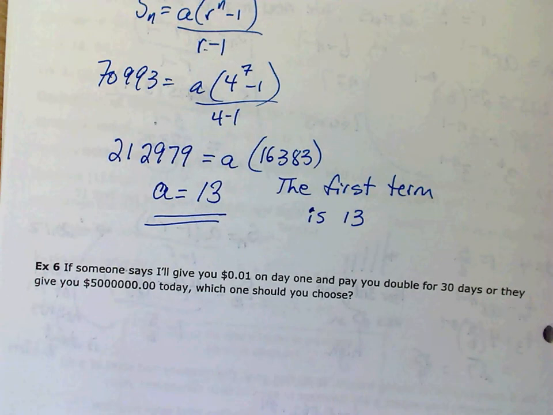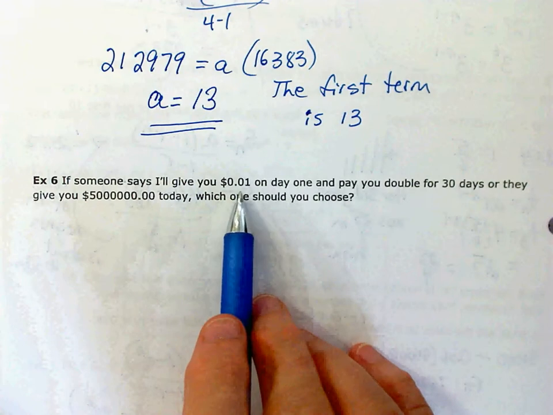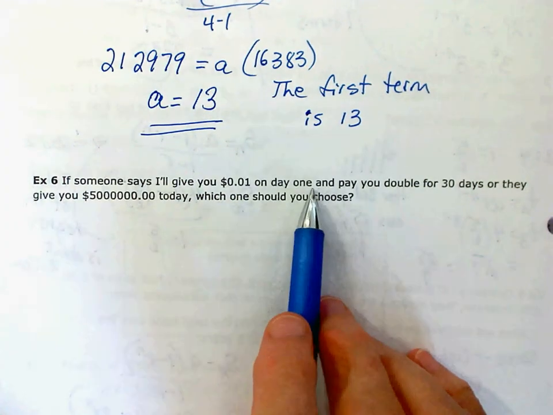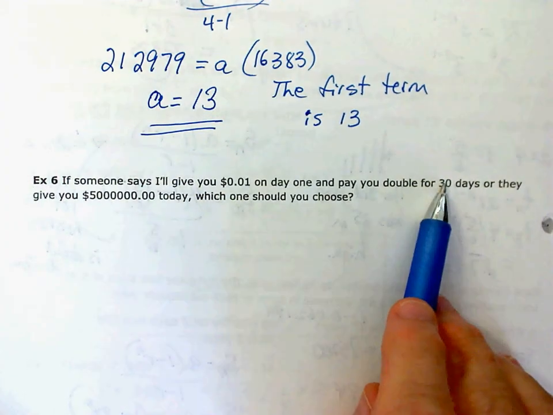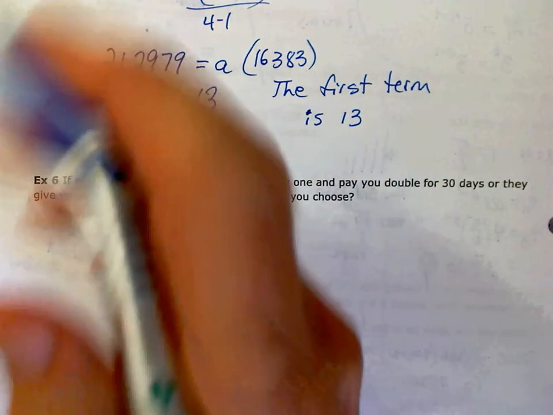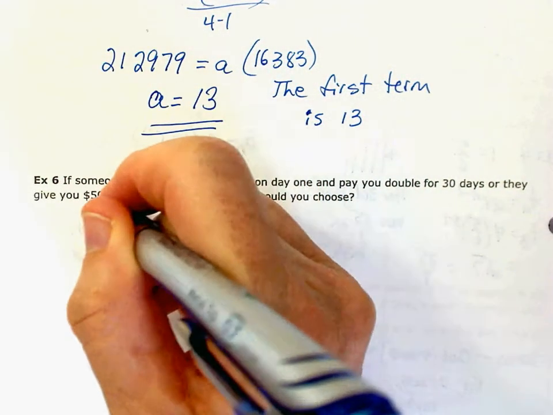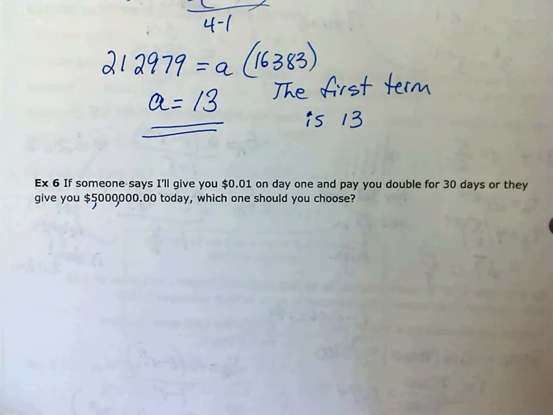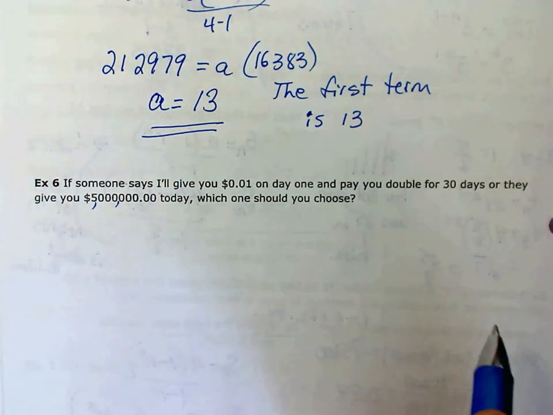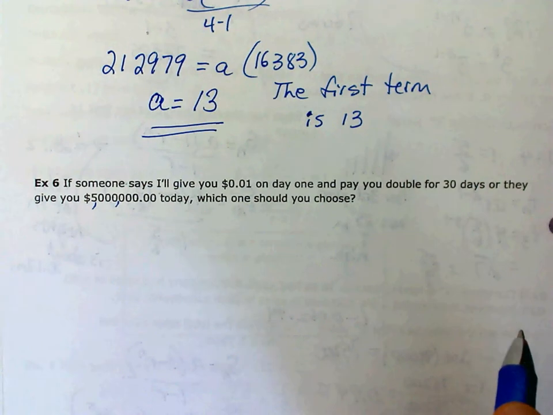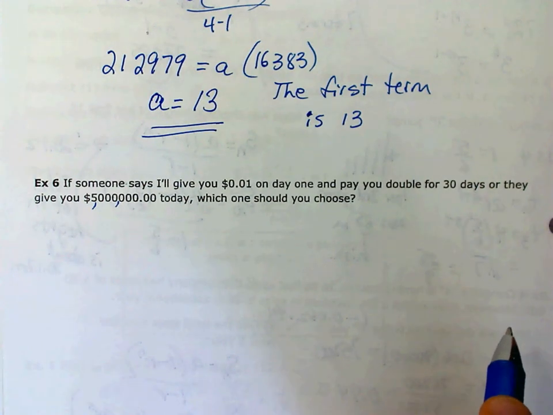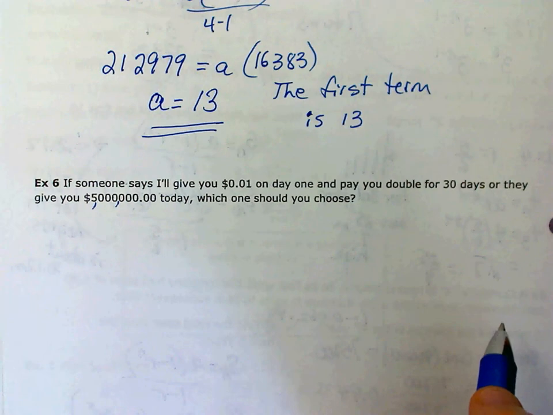Okay, if someone says I'll give you 1 penny a day and pay you double for 30 days, or I'll give you 5 million today, which one would you choose? You'd take the 5 million and run, right? Yeah, wouldn't that be nice? I think you could live the rest of your life on 5 million. What am I gonna do with the penny? But watch this. Watch what happens.